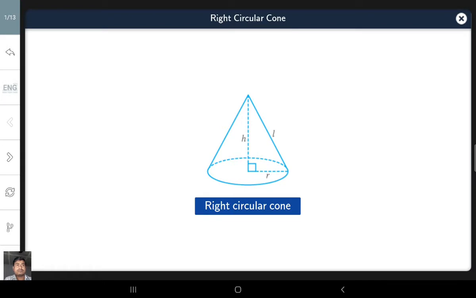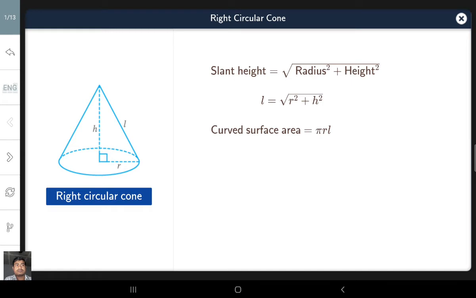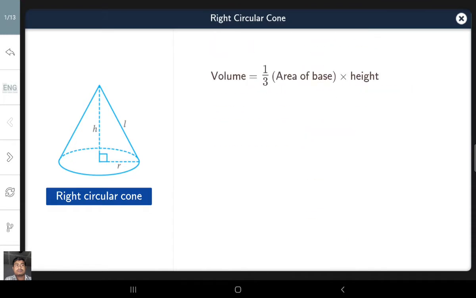Let us consider a right circular cone with height h, slant height L, and radius r. We can find the slant height using the Pythagoras theorem. The curved surface area will be pi r L. The total surface area will be the sum of the curved surface area and the area of the base. The volume or capacity of the cone is equal to 1/3 the volume of a cylinder of the same radius and height.